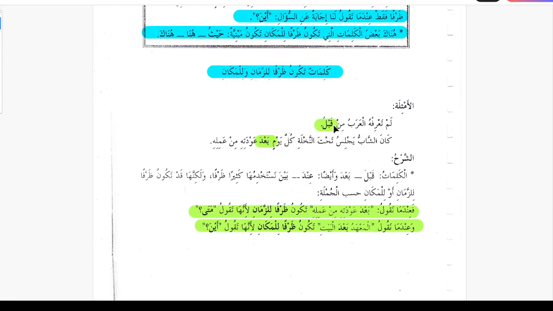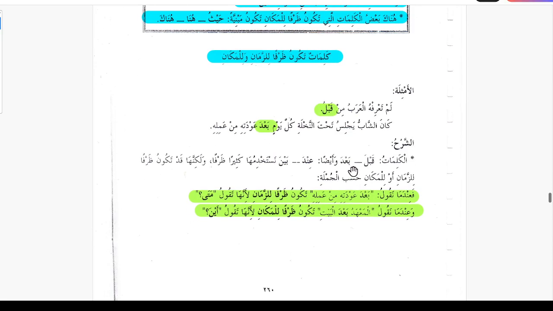So here note about the words qablu and ba'da. Al-kalimatu qabla, ba'da, wa aidan inda, baina. These words qabla, ba'da, inda, and baina, nastakhdimuha kasiran, we use them a lot as adverbs, zarfan. Walakinnaha qad takunu zarfan lil zamani or lil makani hasbul jumlati. But depending on the sentence, sometimes they are adverbs of time and sometimes adverbs of place.